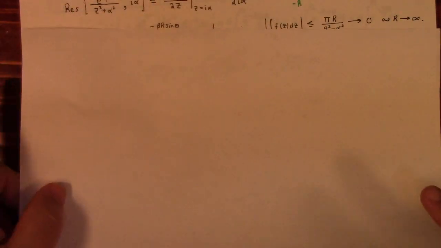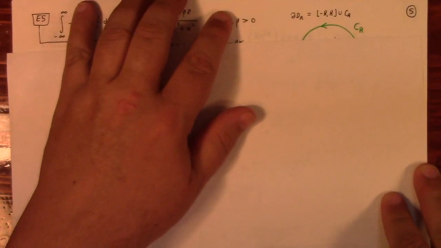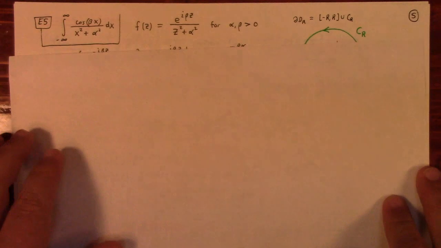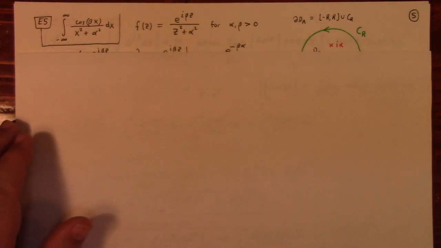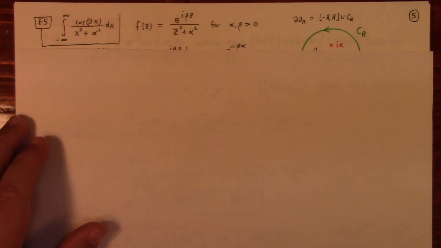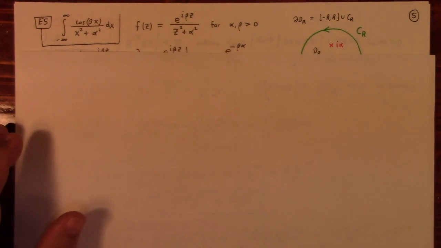So this is very similar to the example we just did. I just introduced a parameter here just to make it a little bit more fun. Really, we could have just done this example and skipped the other one, but I have no regrets. So, the integral from minus infinity to infinity of cosine beta x over x squared plus alpha squared. Here, alpha and beta are simply positive real constants, of course.